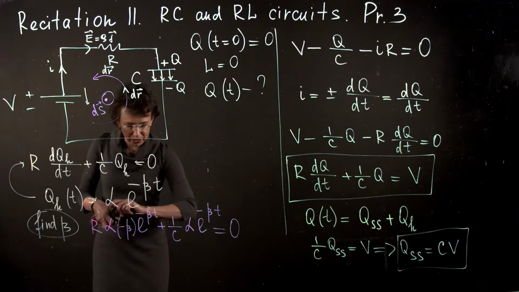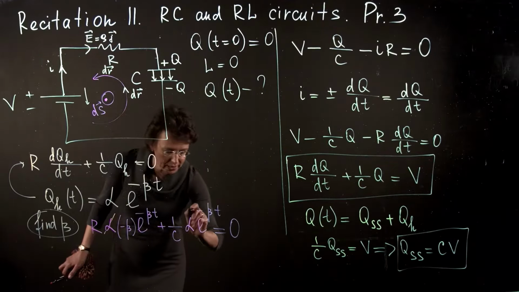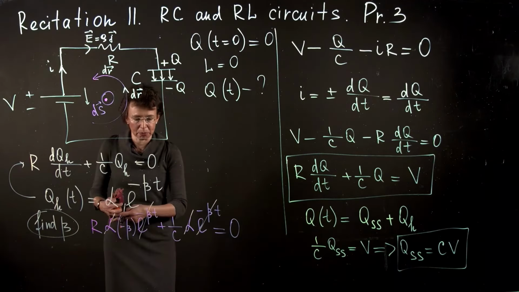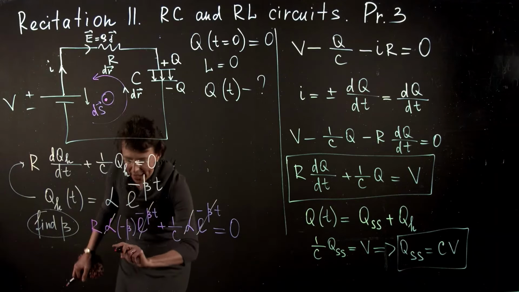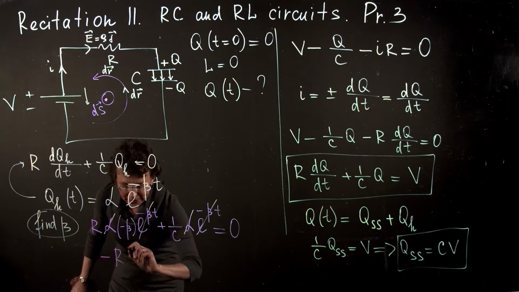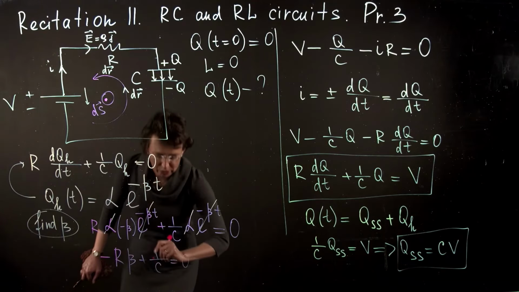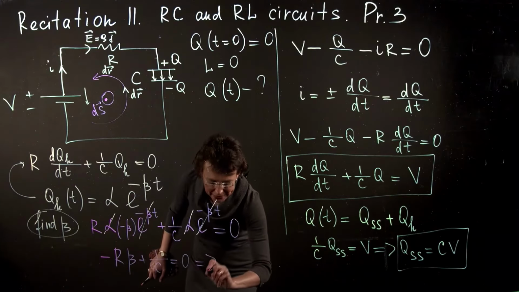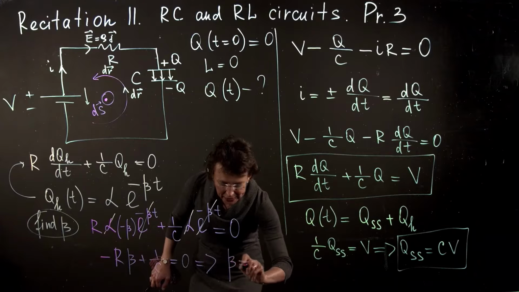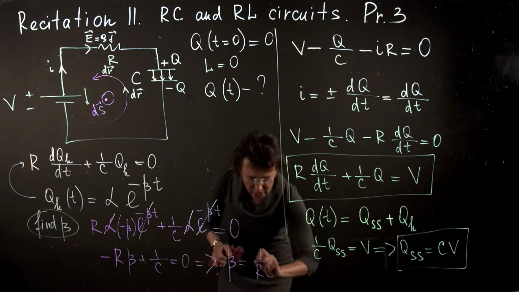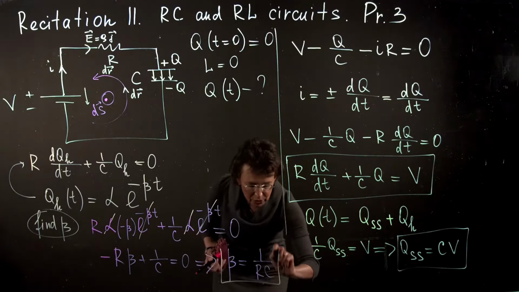First, I simplify this equation. I divide both sides by alpha. I divide both sides of this equation by e to minus beta t. And what I have is minus r beta plus 1 over c is equal to 0, which means that beta is equal to 1 over rc. We found beta.